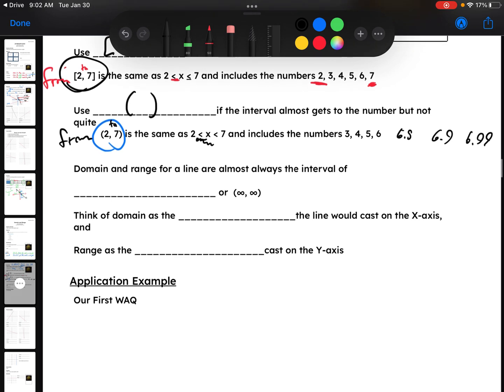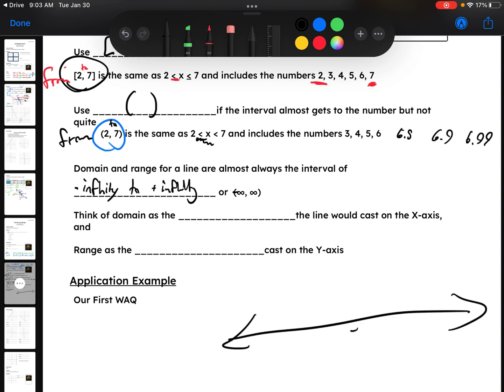Domain and range for a line are almost always the entire interval, so almost always the interval of negative infinity to positive infinity. When I say negative infinity, I'm thinking like, look at the number line here, okay? We got like 0 right here. We've got like 100 right here. We got 1,000 right here. And this keeps going on forever. So this is where infinity would be.